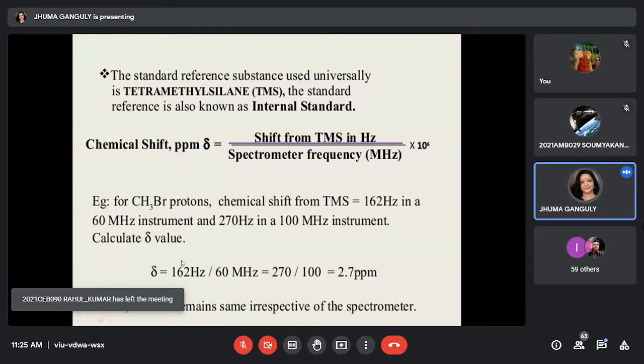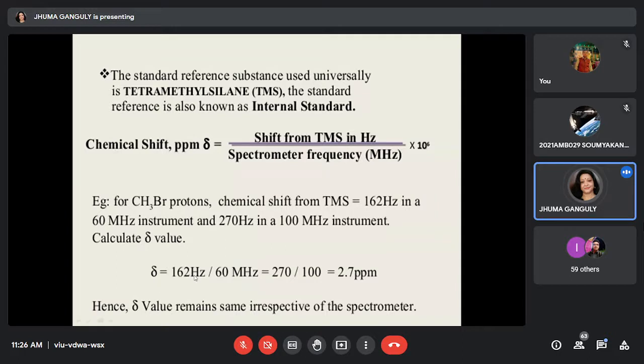Now delta is equal to, for the first, the 60 megahertz instrument. 60 megahertz depends on the applied magnetic field. If the magnetic field is higher, the instrument is better for performance, for detection, and for the sharpness of the peak, because with higher power the proton can resonate for a long time and be detected very clearly.